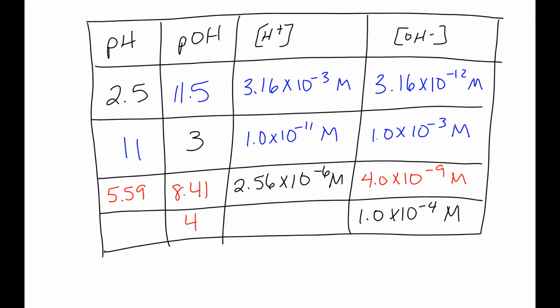pOH is 4. This is 10.0 times 10 to the minus 10. Okay, hopefully you guys got these answers. If not, ask the questions tomorrow in class.